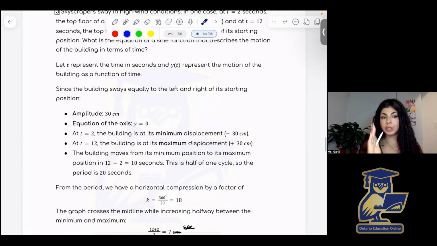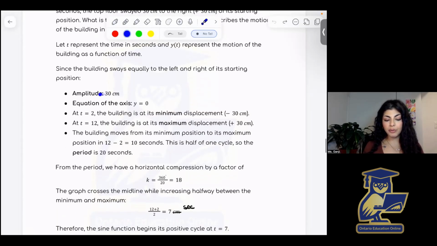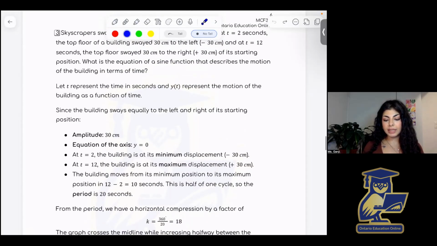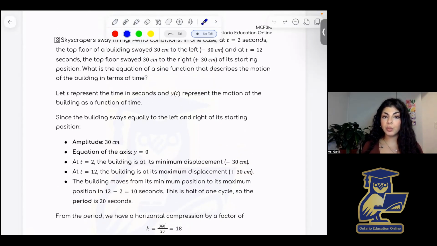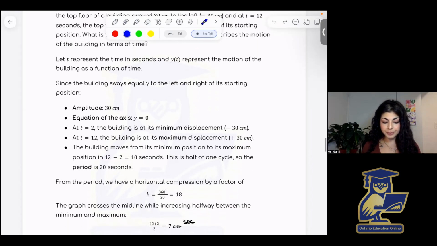So when it's swaying left and right, that is actually our amplitude of 30 centimeters. And especially because it is negative 30 and plus 30, which is what we require for our amplitude, given that the equation of the axis in this case is y equals 0, and that's exactly what we have. At its starting point, we would expect that the building is not swaying. So the movement is y equals 0, so that when it moves right and left, it goes to plus 30 and negative 30 centimeters.